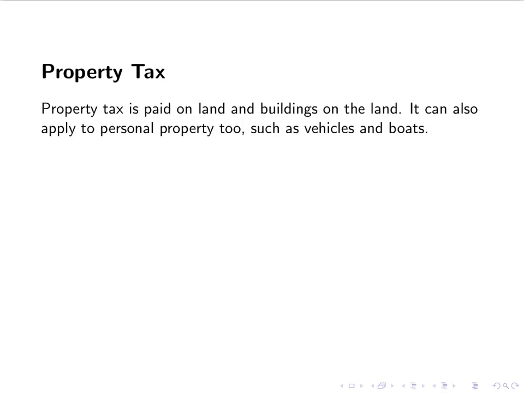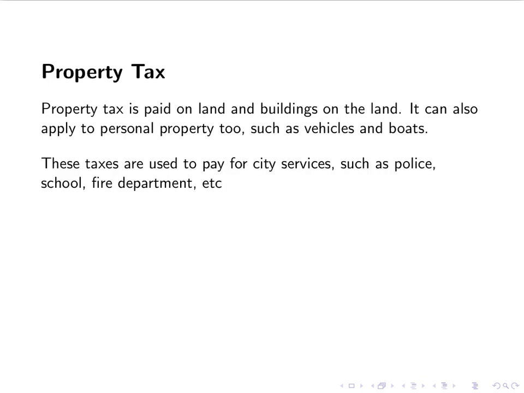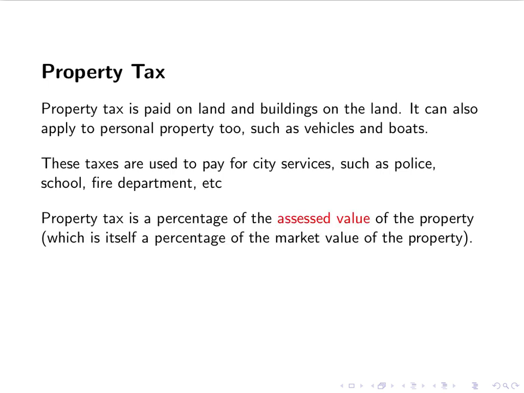So property tax is a tax that's paid on lands and buildings on the land, and sometimes it can also apply to personal property that you leave on the land, such as vehicles or boats. These taxes are used to pay for city services, so the police force, fire department, schools, all that sort of stuff. The property tax is a percentage of what's called the assessed value of the property, which is just a percentage of the market value of the property.